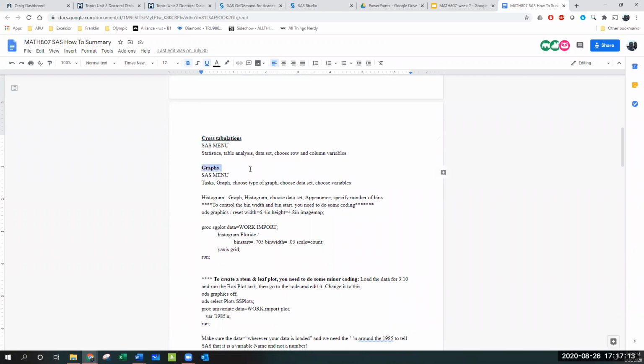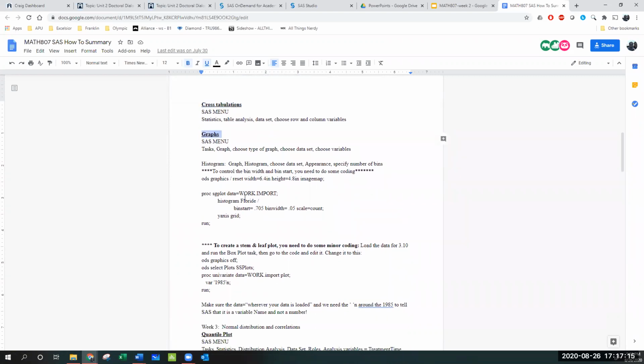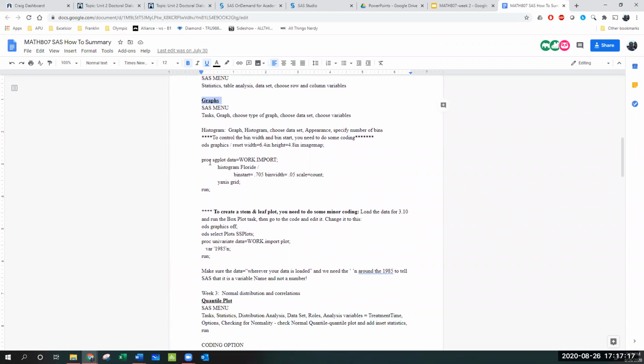Okay, but if we scroll down, here's where it talks about how you can do cross tabulations. Here's how we can do some simple graphs when we're doing the histograms, right? Here's where I gave you some code on telling it where to start the bins and to make the bin width a certain width to try and get the histograms to look better for some of your homework questions. And I saw some of you in the discussion boards already talking about this, which is awesome.